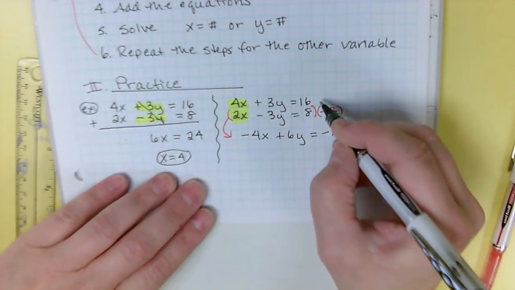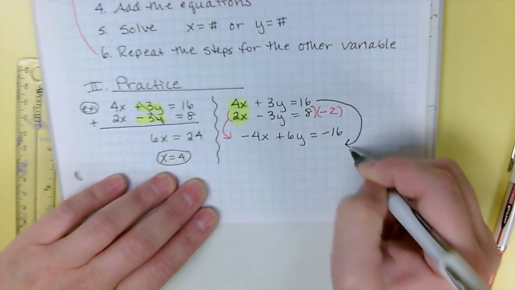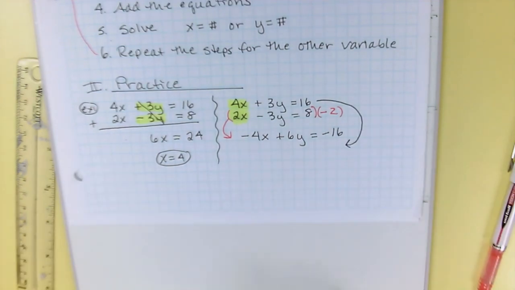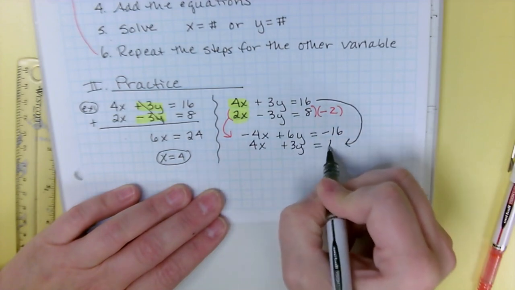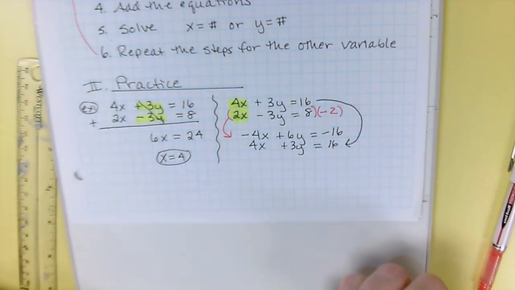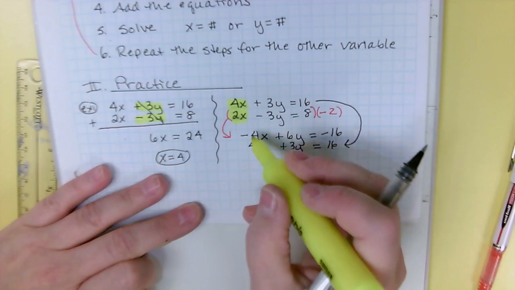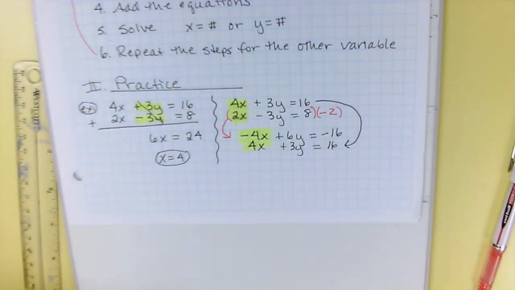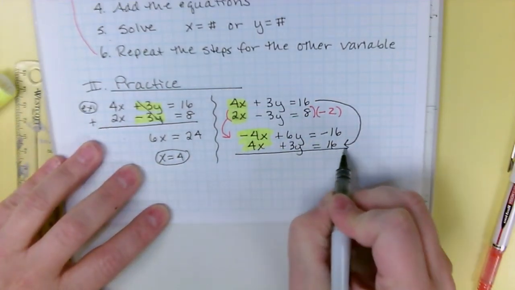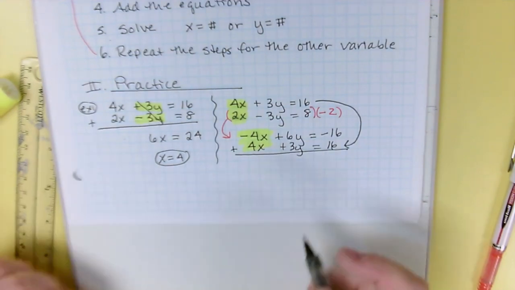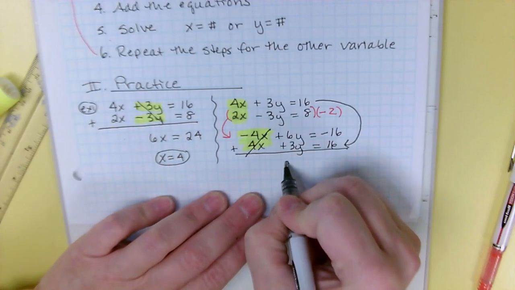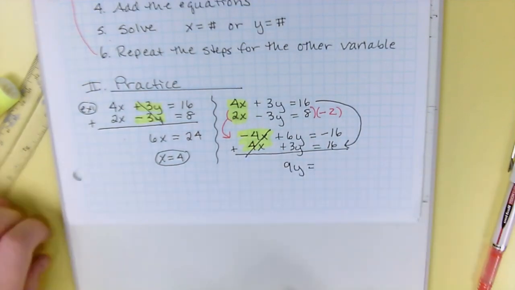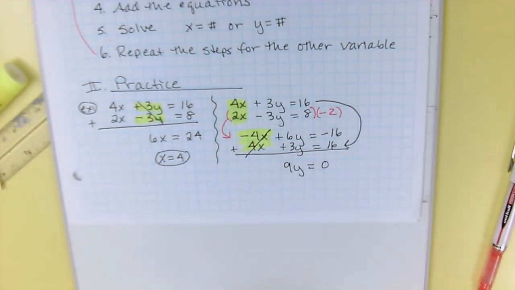Now, the first equation was fine the way it was, so we're just going to recopy it exactly the way it is. So 4x plus 3y equals 16. All right, now that I've got my opposites, we're going to draw a line and add it up. 4 minus 4 goes to 0. That's what we wanted. 6 plus 3 is 9y. 16 minus 16 is 0. Sometimes that happens. It's okay.